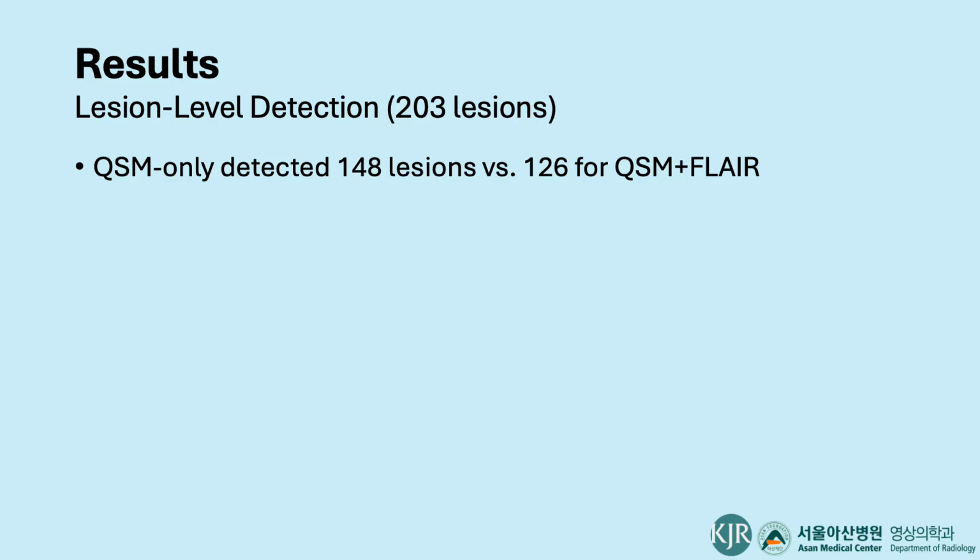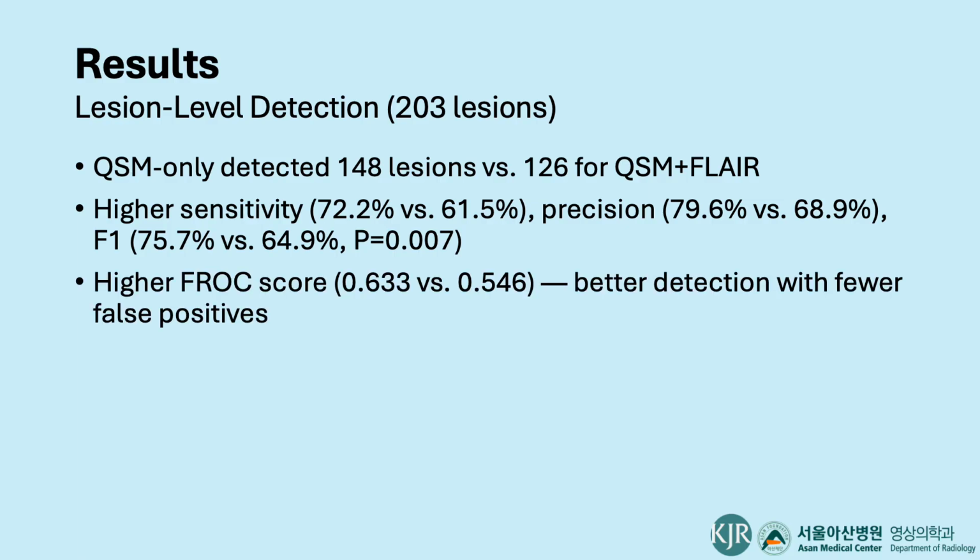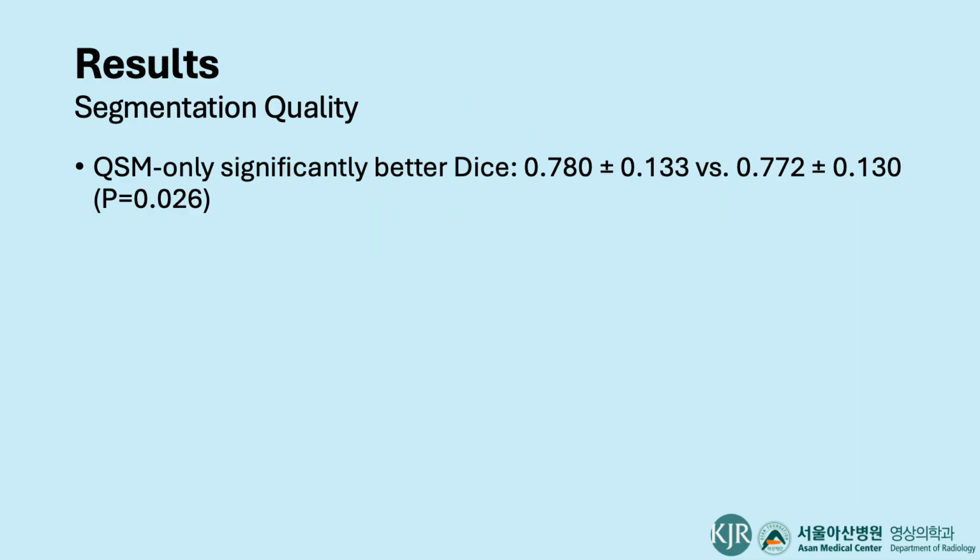At the lesion level, across 203 lesions, the QSM-only model detected 148 lesions compared with 126 for the multimodal model. It delivered higher sensitivity, higher precision, and a significantly higher F1 score. It also achieved a higher FROC score, 0.63 versus 0.55, indicating better detection with fewer false positives.